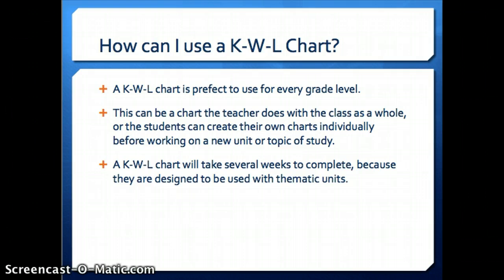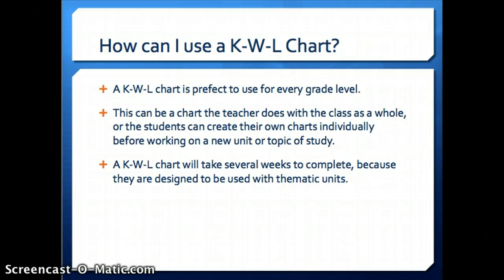This can be a chart that the teacher does. The teacher can do it as a whole group with the whole class. The teacher can also choose to do it in small groups during small group time, or if you have students working on certain topics, you could create a KWL chart with each of these students in their small groups.